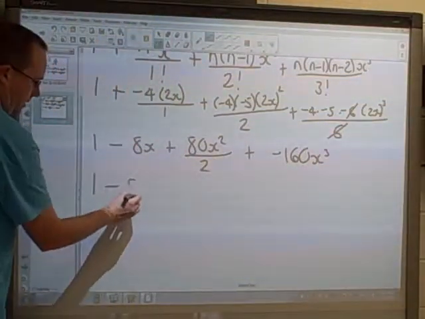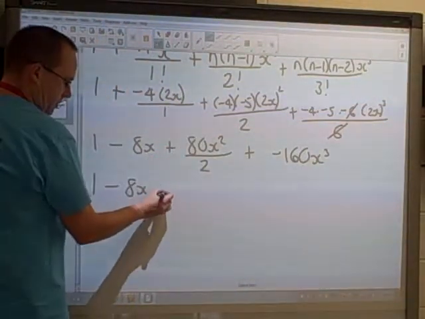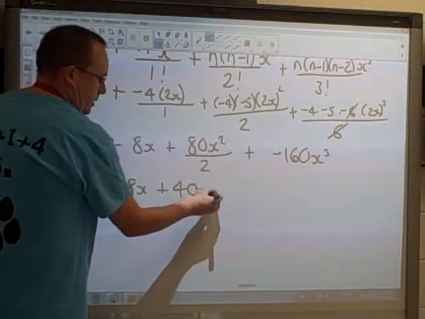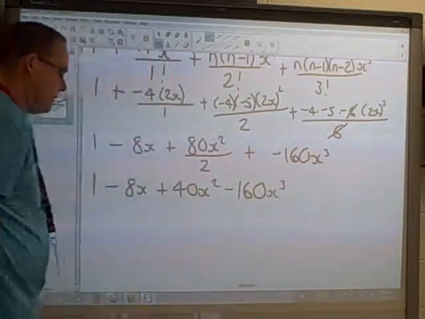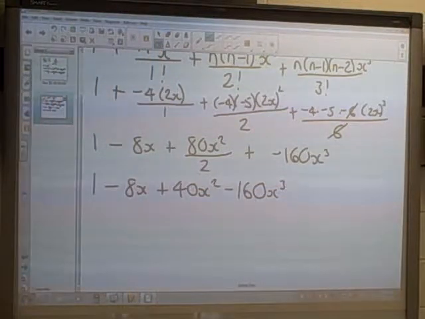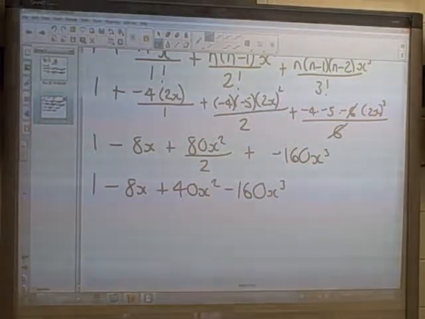Now I can also go back and simplify this as well. So 80 divided by 2 is 40. And that would be our series expansion for 1 minus 2x to the power of negative 4.